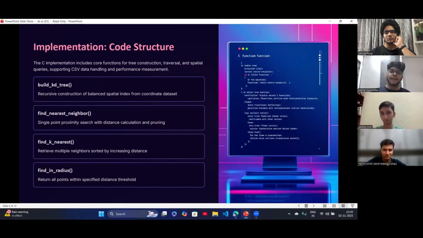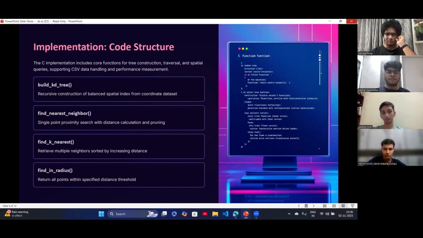So our C implementation is structured around four core functions. The first one is the build KD tree function. This is a recursive function, as we just mentioned, that constructs the balanced spatial tree from the dataset. The second is the find nearest neighbor function. This is the simplest query. It performs the proximity search with pruning to find the single closest point.